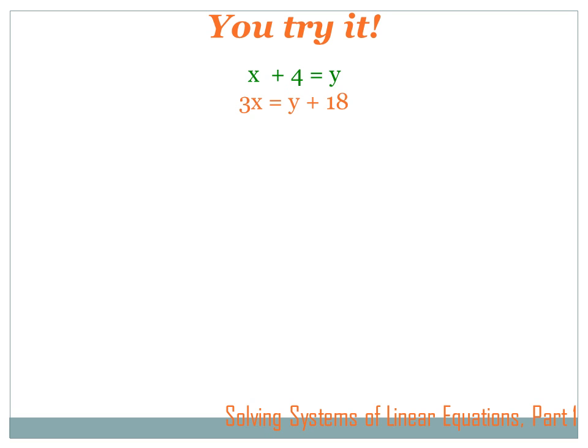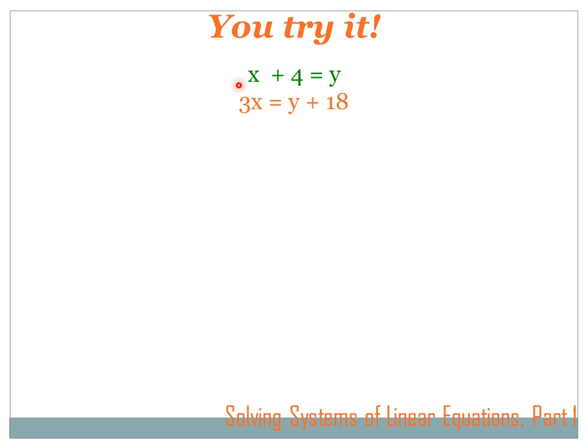All right, I've got a system of equations here. X plus 4 equals y, and 3x equals y plus 18. And you remember there are two ways we could solve this. We could solve each equation for one of the variables, or either of the variables, it doesn't matter, but solve both of them for the same variable and set those solutions equal to each other. Well, the second method is to find out what one of the variables equals in one of the equations and substitute that value into the second equation and solve.